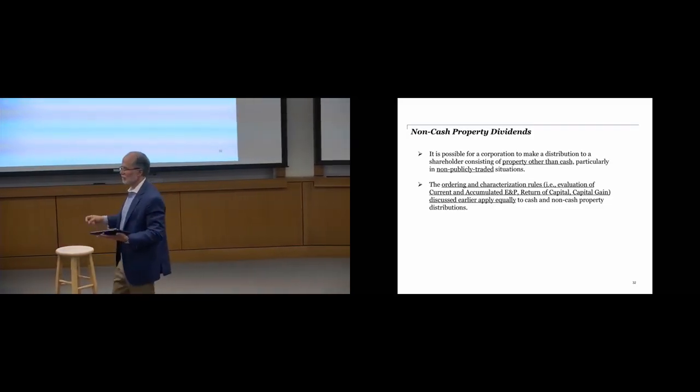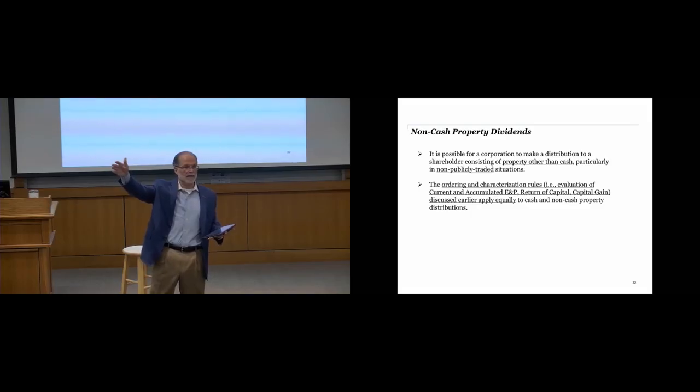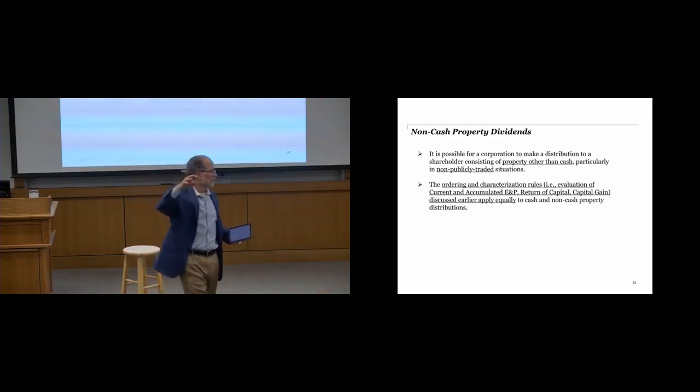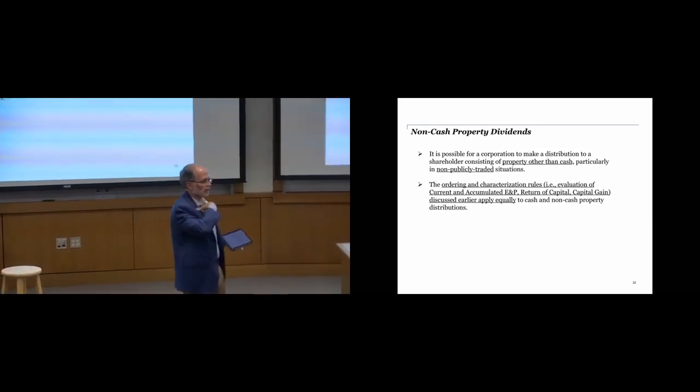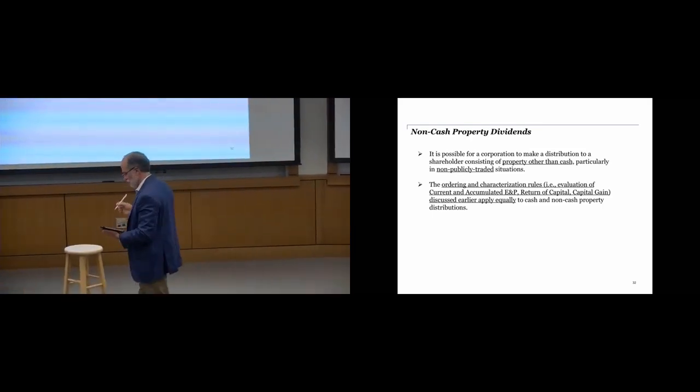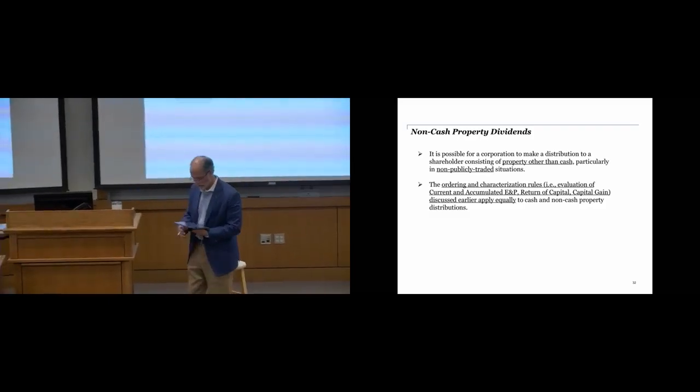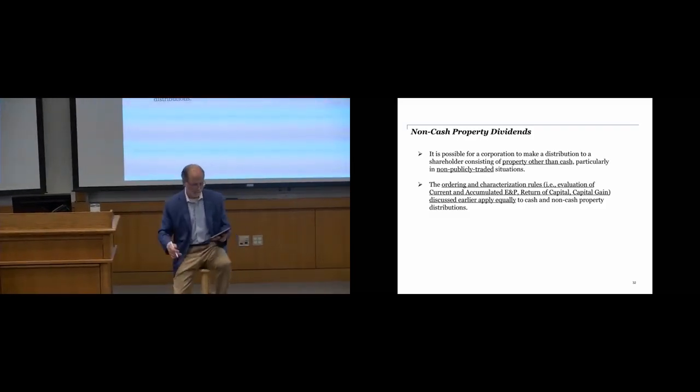Right? So I may distribute a piece of land, I might distribute a piece of equipment, something like that, that the shareholder will take instead of cash, right? So it is possible to make a distribution other than in cash, particularly in a non-publicly traded situation. The ordering rules and the characterization rules, the evaluation of current ENP, accumulated ENP, then return of capital, then capital gain, that we just discussed apply equally. Nothing special, right? That's all premised on value. Just all those examples happen to be cash, but that could have been a piece of land.